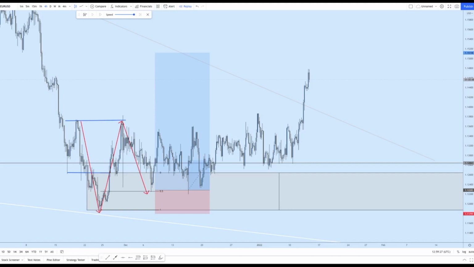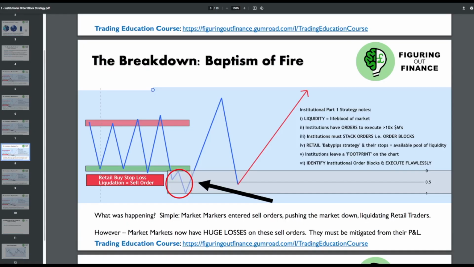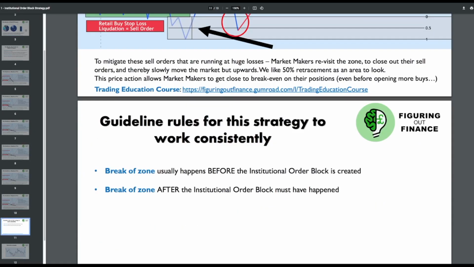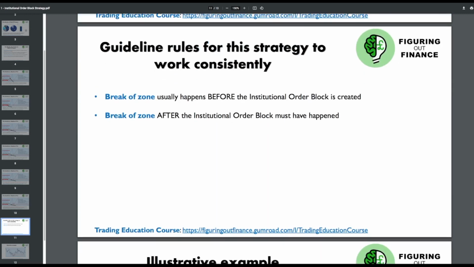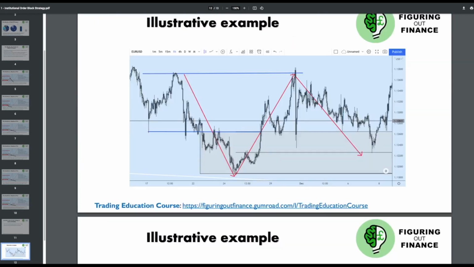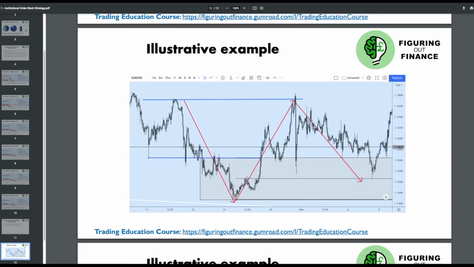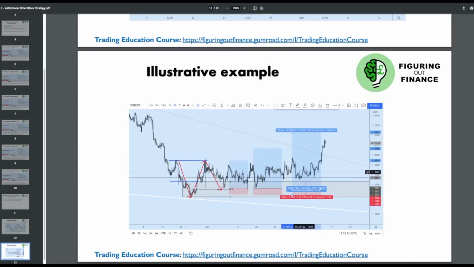Okay, and going back to our PDF guide, okay, we've included within here lots of commentary and also a guideline in terms of what needs to happen for the rules to work, and also giving you the illustrative example that we've just gone through now, and also a recap right here of our take profit targets.